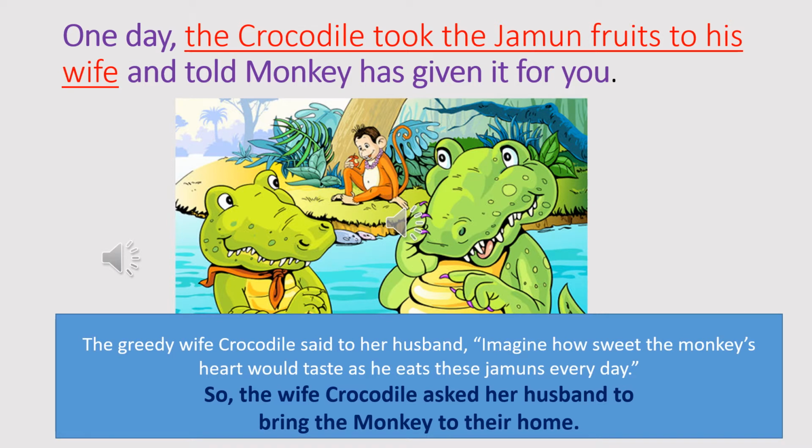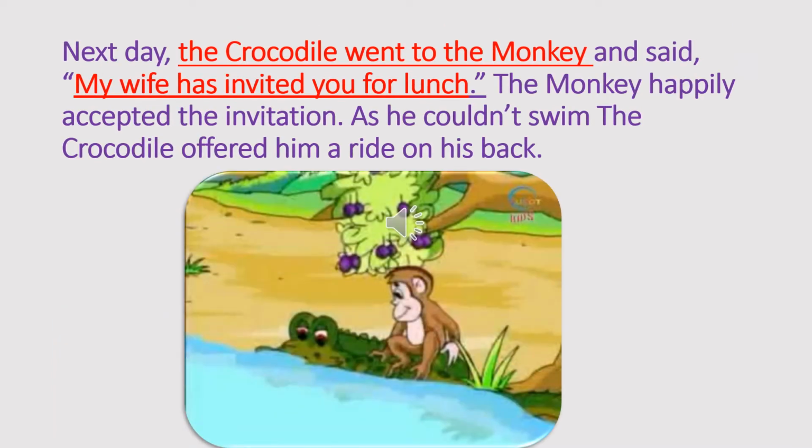One day, the crocodile took the jamun fruits to his wife and told her, "The monkey has given it for you." The greedy wife crocodile said to her husband, "Imagine how sweet the monkey's heart would taste as he eats these jamuns every day." So the wife crocodile asked her husband to bring the monkey to their home. Next day, the crocodile went to the monkey and said, "My wife has invited you for lunch." The monkey happily accepted the invitation. As he couldn't swim, the crocodile offered him a ride on his back.